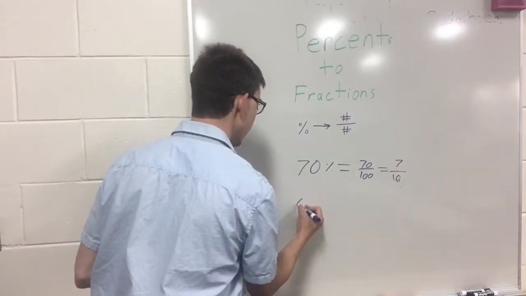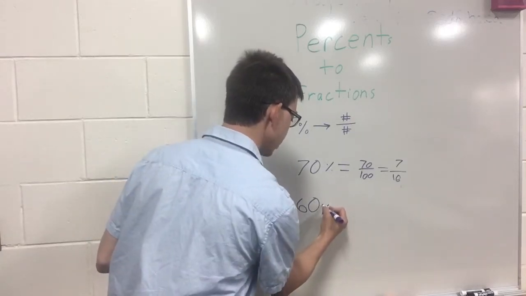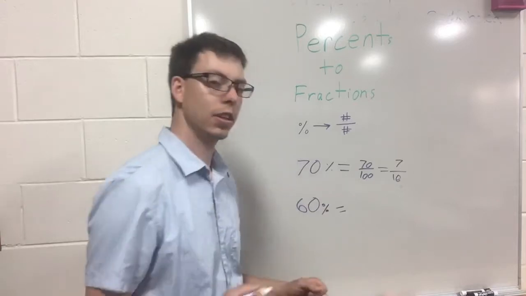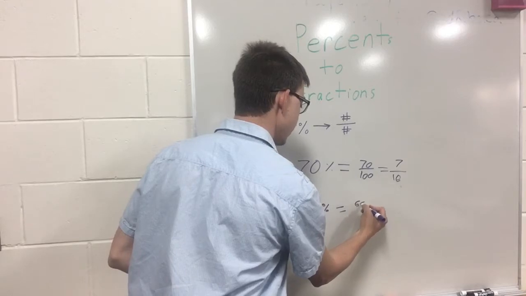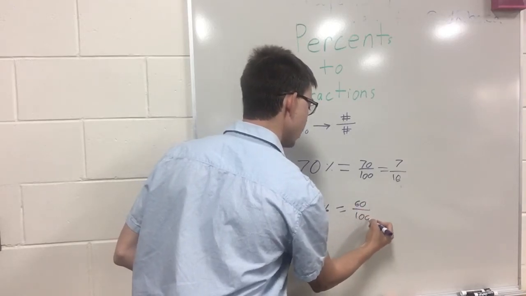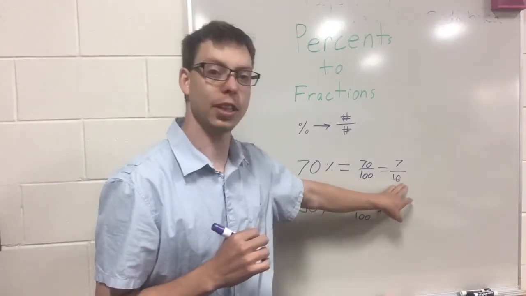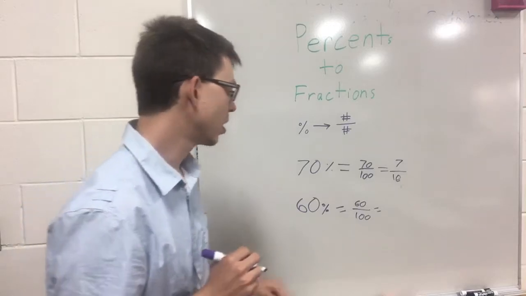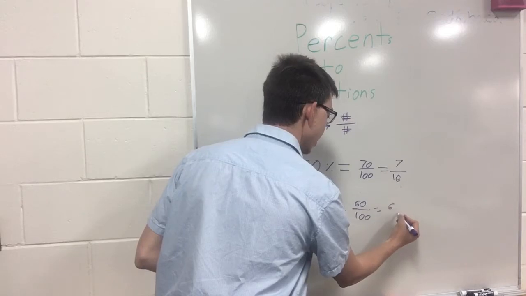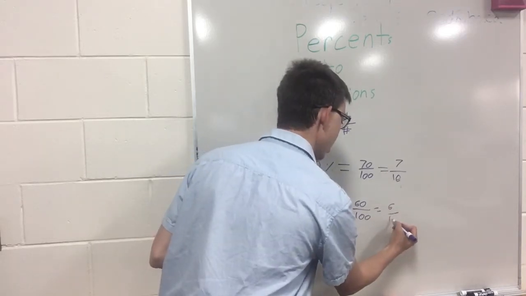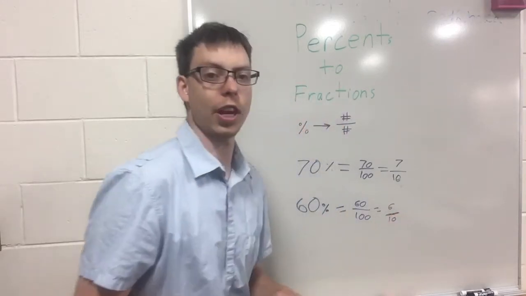Let's do 60%. Now 60% turned into a fraction over 100 is simply 60 over 100. Now I'm going to simplify that, and I'm going to do the same step as I did up here. I'm going to divide both by 10. Whatever you do to the top, you do to the bottom. 60 divided by 10 is 6. 100 divided by 10 is 10. So we have 6 over 10.